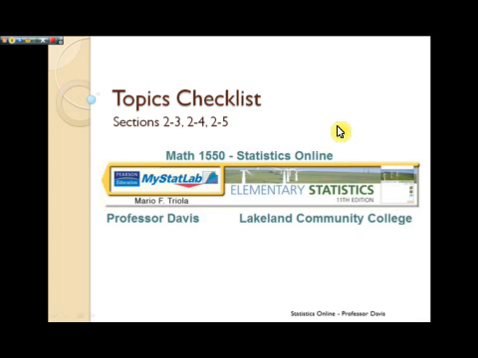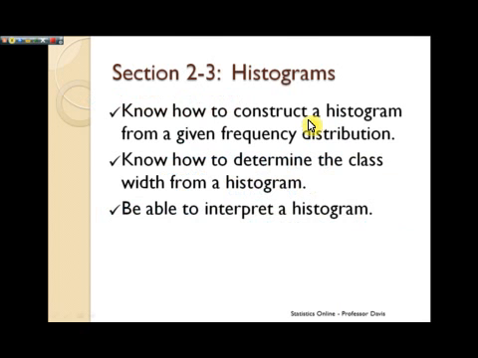It's Professor Davis, and I wanted to take a look at the topic checklist here for sections 2.3, 2.4, and 2.5. So let's take a look at that. Section 2.3 covers histograms. Now, remember in section 2.2 we talked about constructing a frequency distribution. That was a table of frequencies.